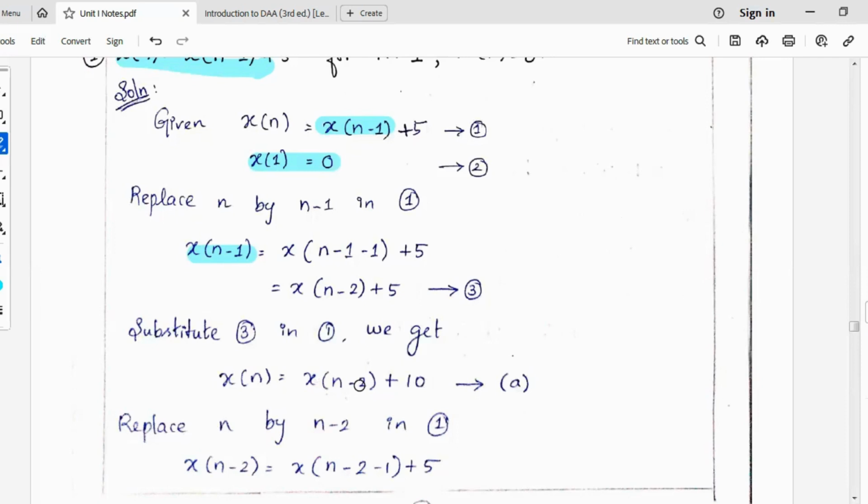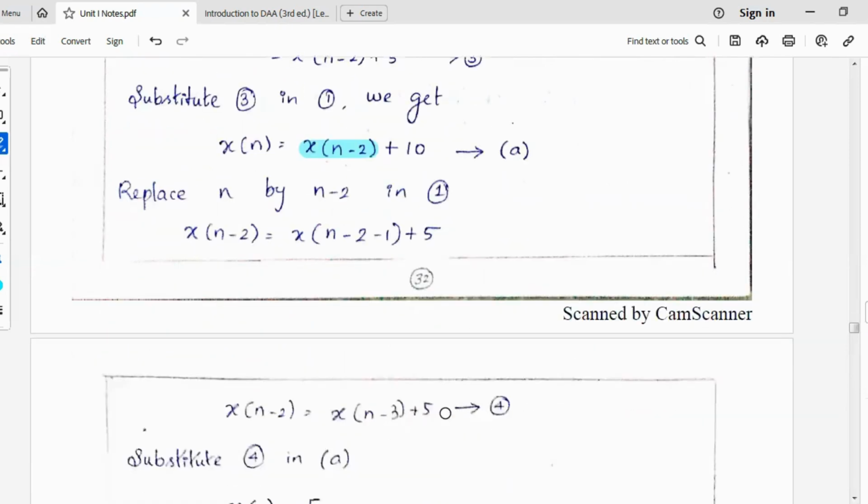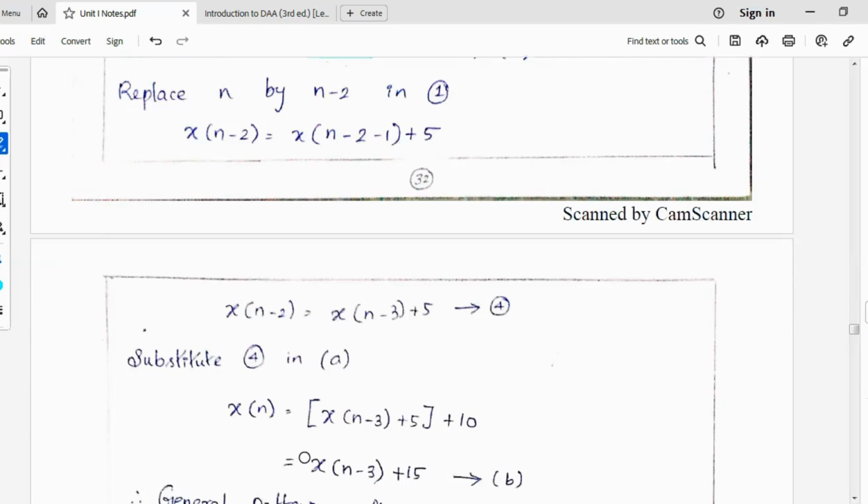Once again I am going to find what x of n minus 2 is. So again I am going to replace n by n minus 2 in the given equation. So x of n minus 2 equal to x of n minus 2 minus 1 again plus 5, so x of n minus 3 plus 5. By solving this, we get this expanded value for x of n minus 2. I am going to replace x of n minus 2 by this value. So now x of n equal to x of n minus 3 plus 5, and plus 10 is there already, right? So now the x of n value is x of n minus 3 plus 15.